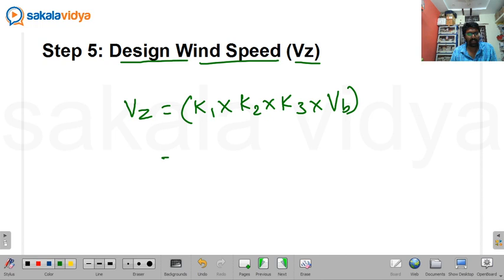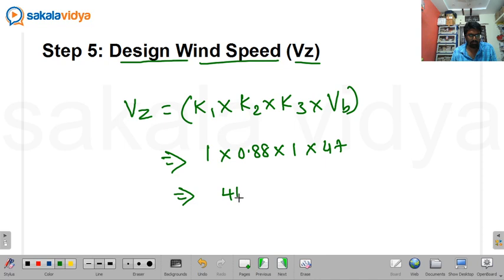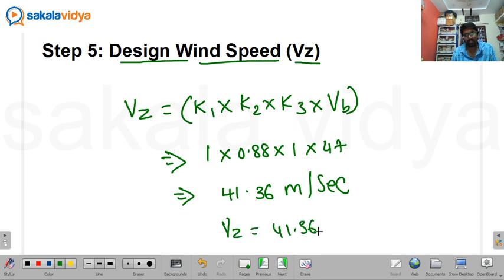What is the value of K1? It is 1. K2 is 0.88. K3 is 1. And Vb is 47 meter per second. If we multiply these, we get the answer as 41.36 meter per second. So Vz is equal to 41.36 meter per second.